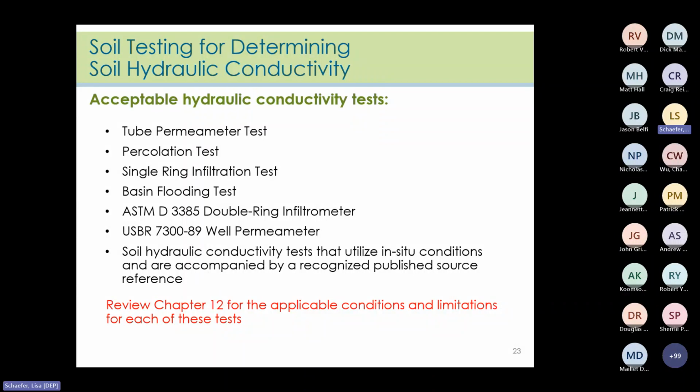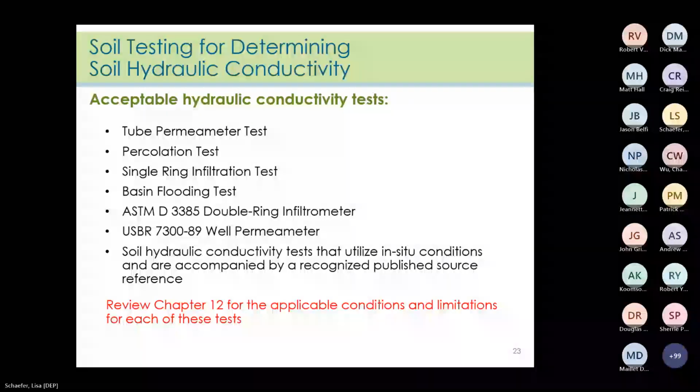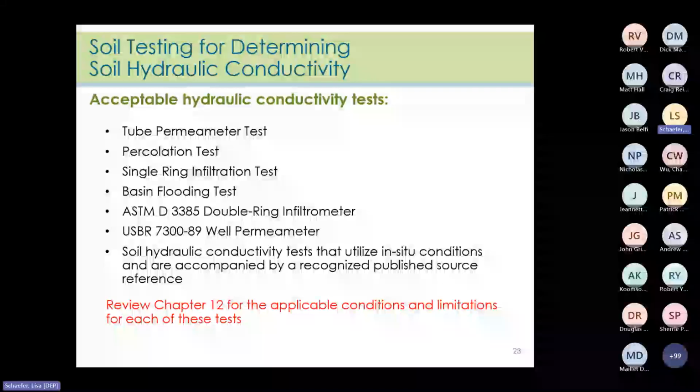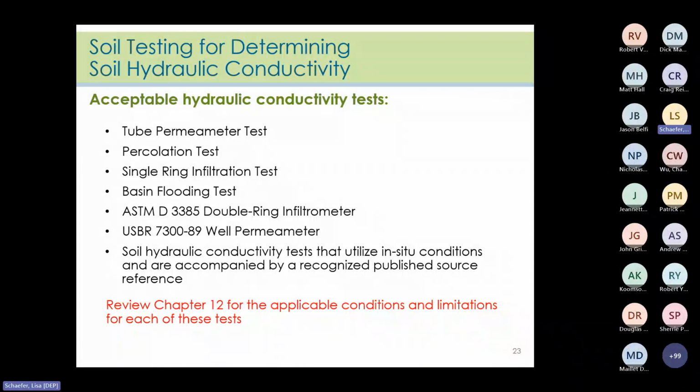Up next is a discussion of what test methods are acceptable for this type of soil testing. Soil hydraulic conductivity can be determined using a tube permeameter test, a percolation test, a single ring infiltration test, a basin flooding test, or a modified basin flooding test. Please read the specific conditions that are published in Chapter 12 under which these tests can be used.